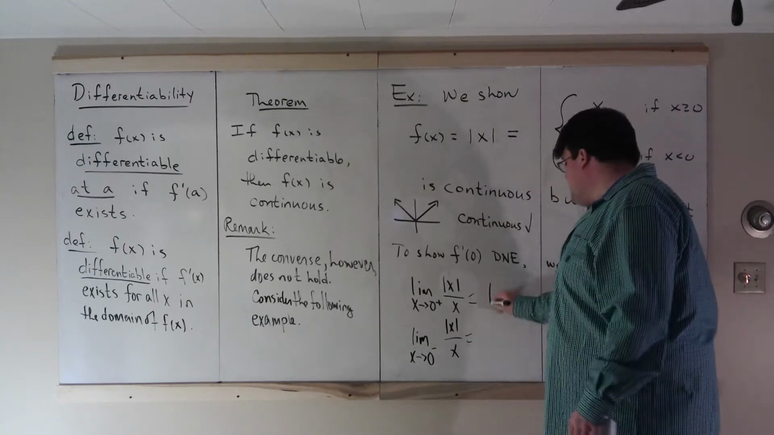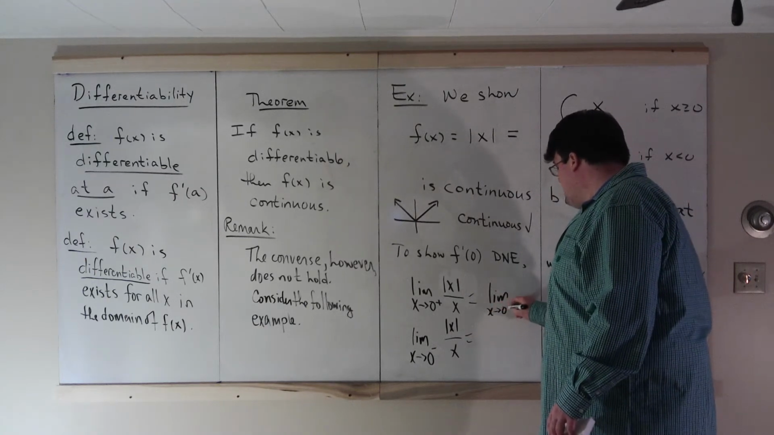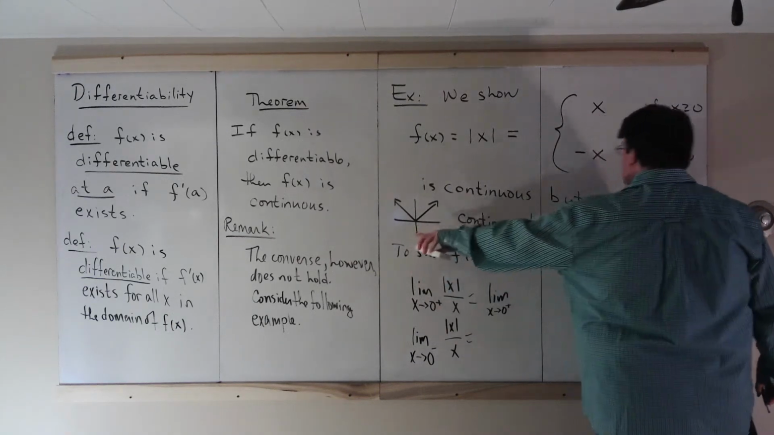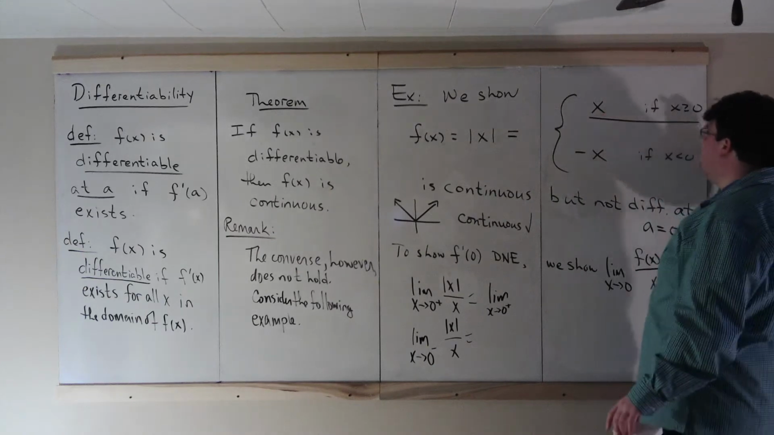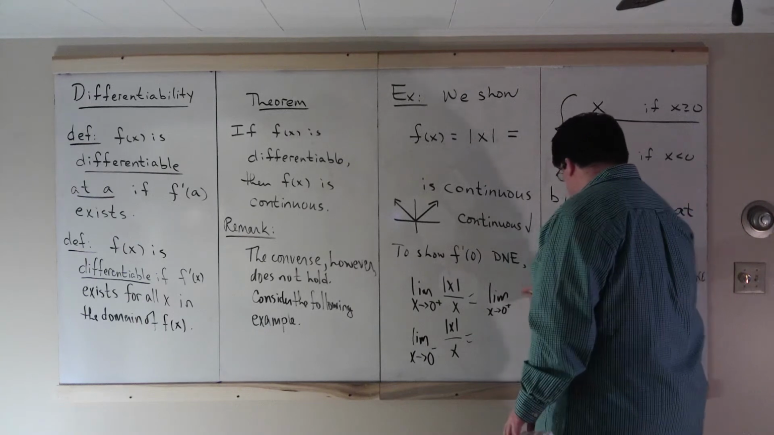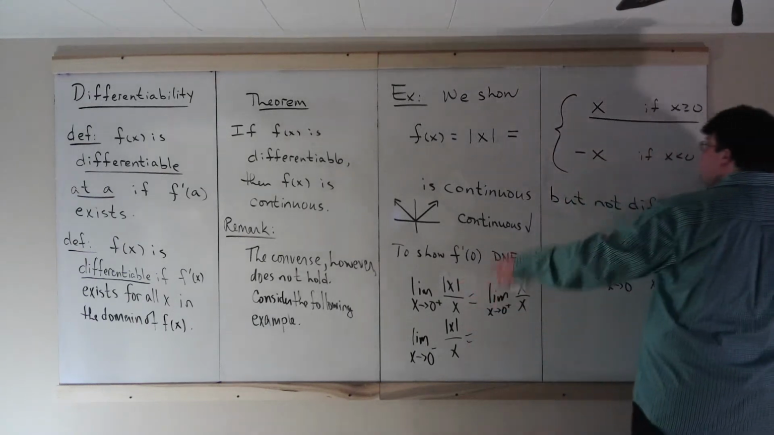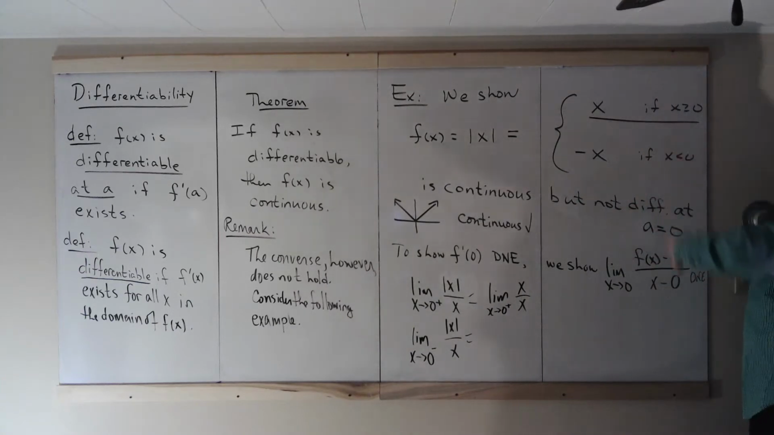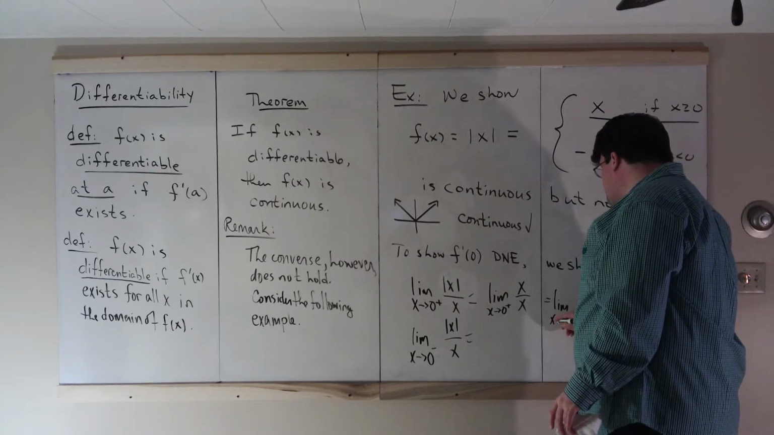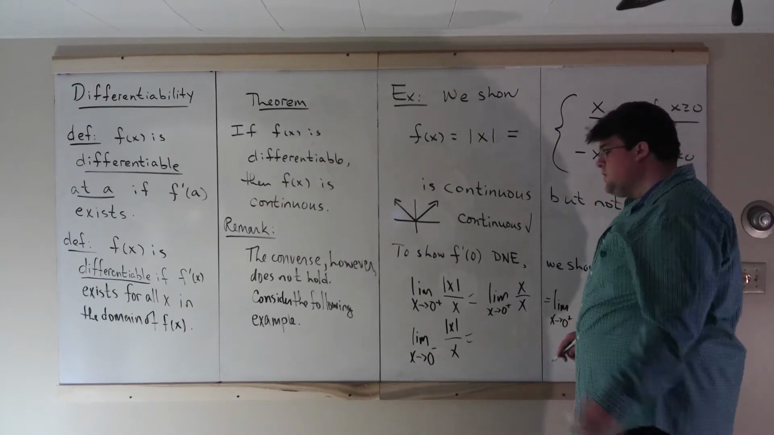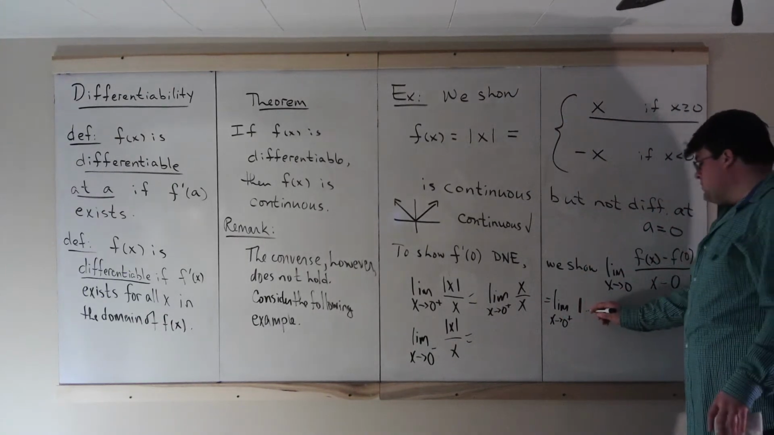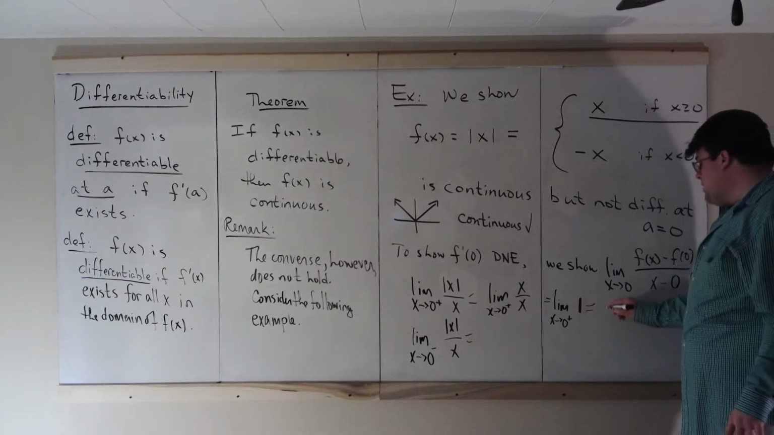Well, what's this first limit? Well, let's simplify it a little. Absolute value of x, we're approaching 0 from the right, which means we're looking at the top piece of this function. Absolute value of x for positive x is just x. So the numerator simplifies to that. How do we evaluate this limit? Well, you try a substitution, you'll get a 0 over 0, but fortunately, this fraction reduces to 1. And the limit as x approaches 0 of 1 is just 1.